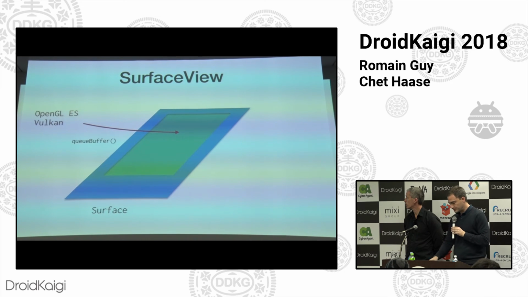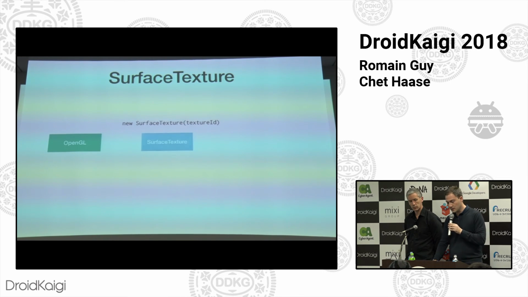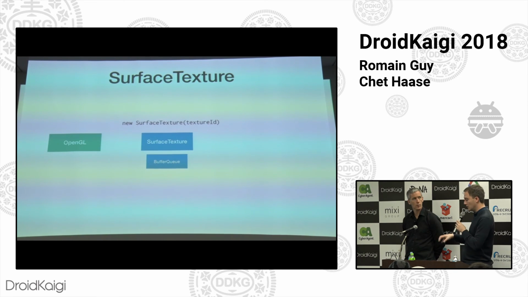They're completely separate. We have another thing called the surface texture. With the surface and the surface view, we can create the producer side of a buffer queue. With the surface texture, we can create the consumer side of a buffer queue. Surface texture is meant to be used with OpenGL, and I think Vulkan in O or soon with Vulkan. In OpenGL, you would create a texture, and then when you call the surface texture constructor, you can pass the texture ID that you got from OpenGL. What that does is create a buffer queue on your behalf. That buffer queue lives inside your process, and you now have access to the consumer side of the buffer queue.